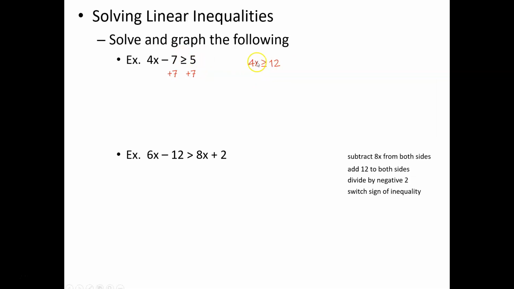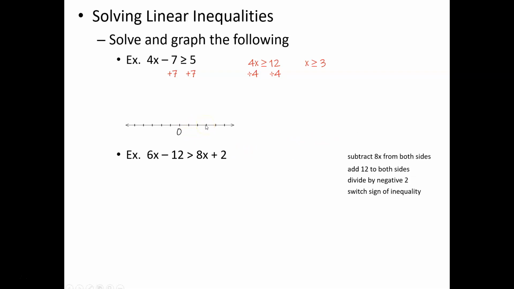Then we want to get the x by itself. This is multiplying, so we want to undo the multiplying by dividing. And on one side we'll have x, and then 12 divided by 4 is 3. So x is greater than or equal to 3. So let's graph. There's our number line. We need to at least label the 0 on the number line. Then we need to find 3. 1, 2, 3, here it is.